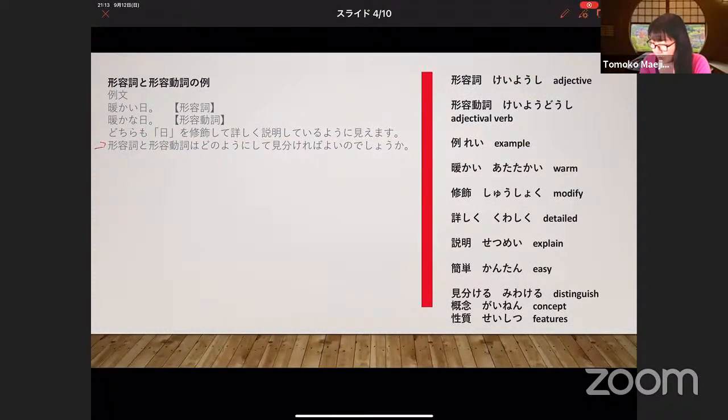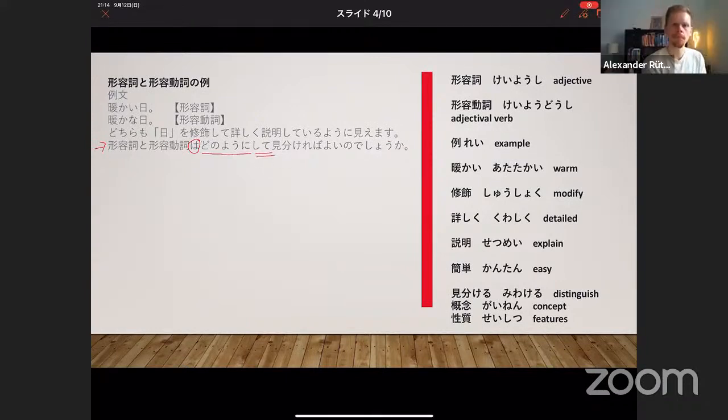Then next part, starting from here. 形容詞と形容動詞は、どのように. どのように means how. どのようにして, how do you do it?